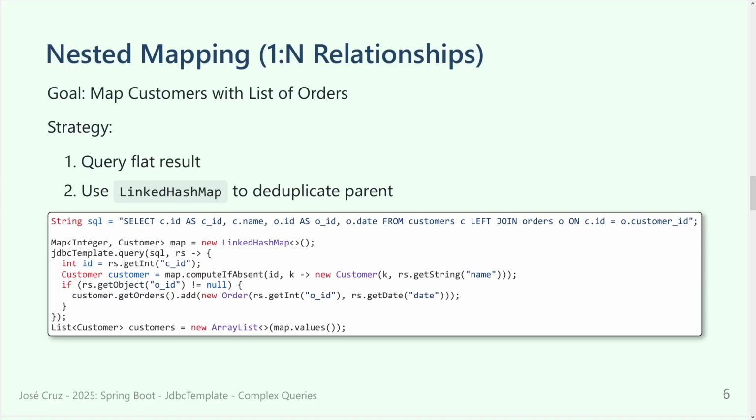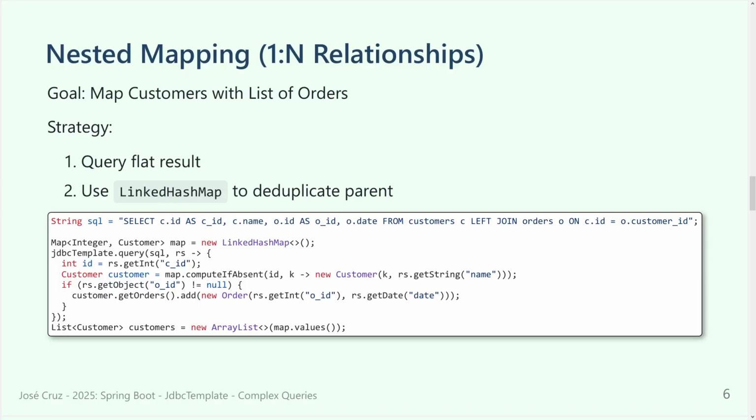And then you want to return a list of the customers, and you can do something like this: new ArrayList, and you put the map's values, and you have all of them. So you need one query, and you put the CPU effort on the Java side, rather than doing multiple queries, which cost CPU effort and even network effort, which is always slower than using just the CPU. Okay, that's the approach that should be used when we are doing complex queries on the JDBC template.